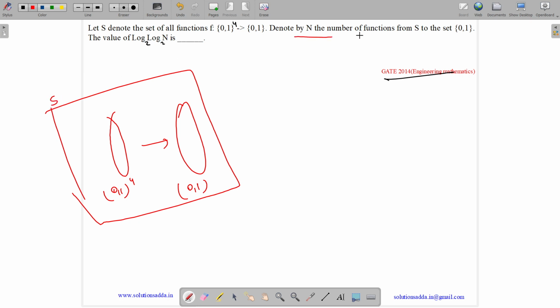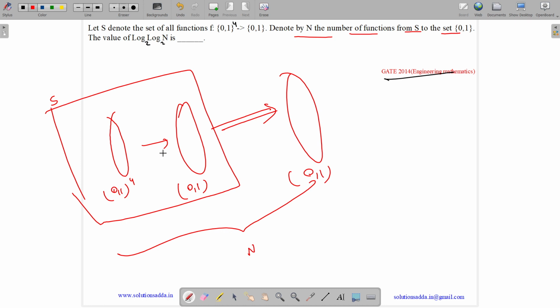Let n denote the number of functions from the set S to the set {0,1}, and the number of functions from this set to the set {0,1} is denoted by n. Then the value of log base 2 of n is?